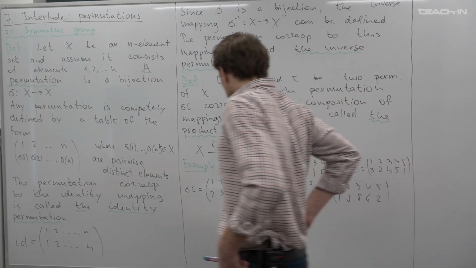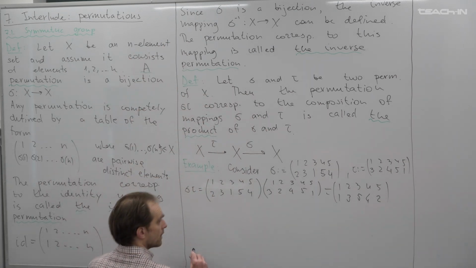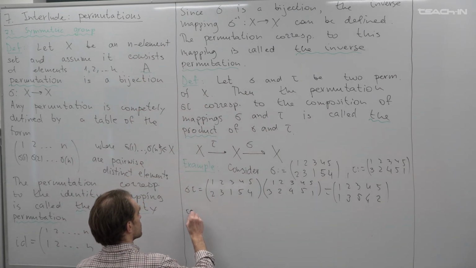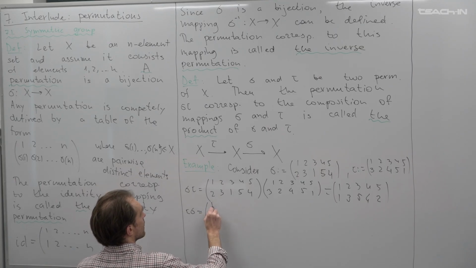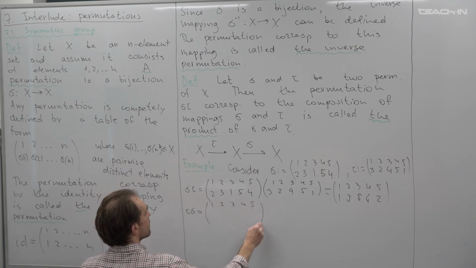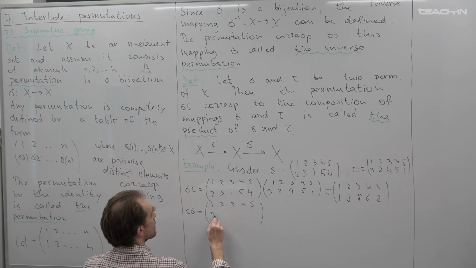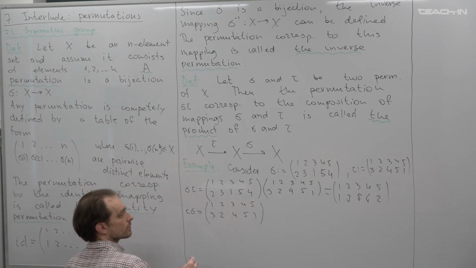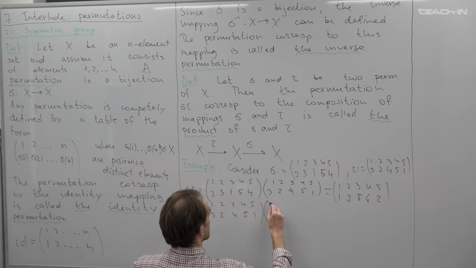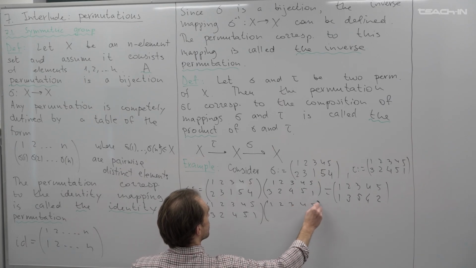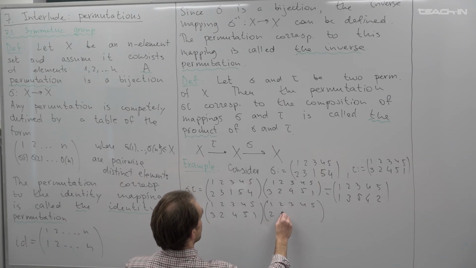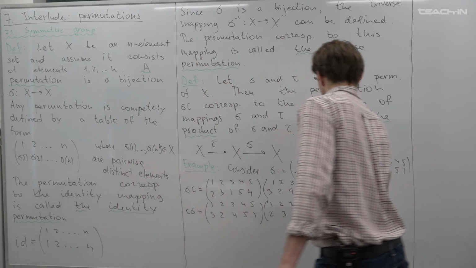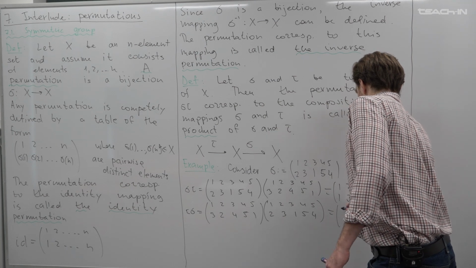Okay, and so let us try to apply them in the reverse order. So tau sigma: 1, 2, 3, 4, 5 over 3, 2, 4, 5, 1. So this is the first permutation, and 1, 2, 3, 4, 5 over 2, 3, 1, 5, 4. Okay, so what are we going to get here?